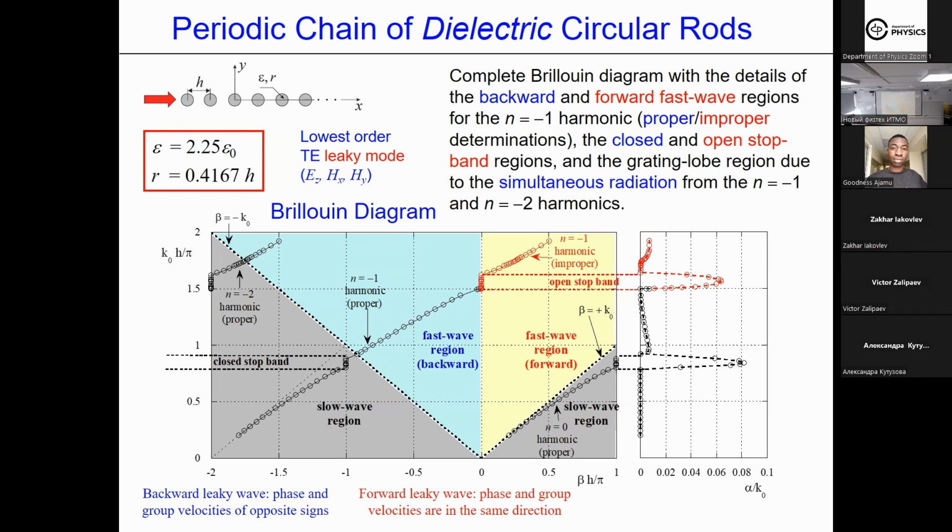In this gray zone, we have two bound modes, which means that the attenuation constant is pure zero. And then in this bound region, we have the first closed top-band region. Yes. Sorry.